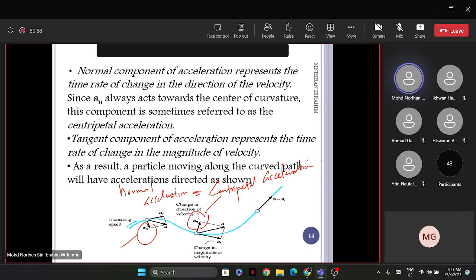So magnitude of velocity for this AT, ini adalah A tangent. It represents time rate of change in the magnitude of velocity. Kalau dia punya velocity constant, if the velocity is constant, then AT is equal to 0. Okay.